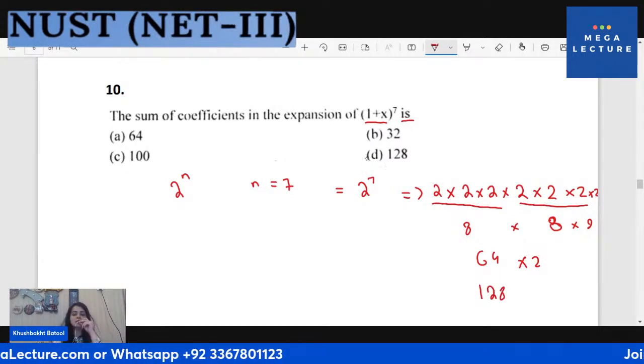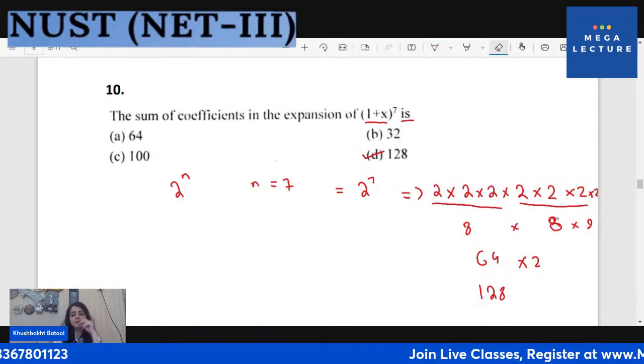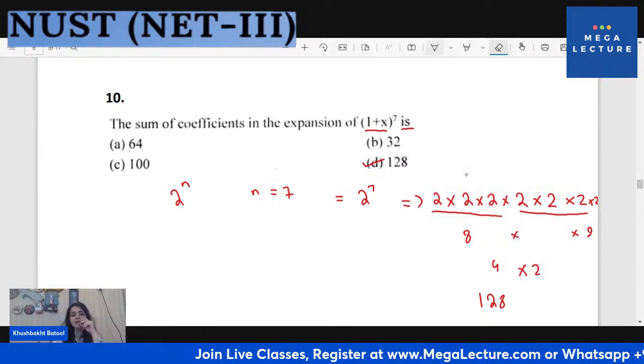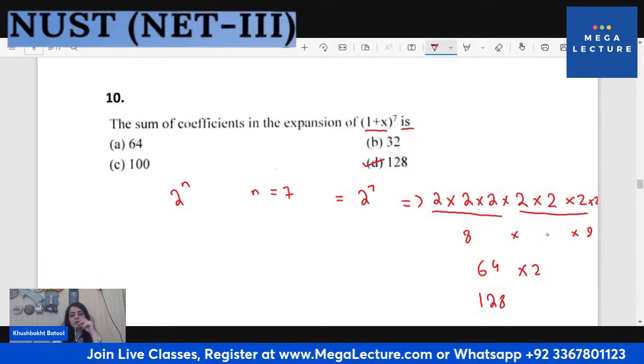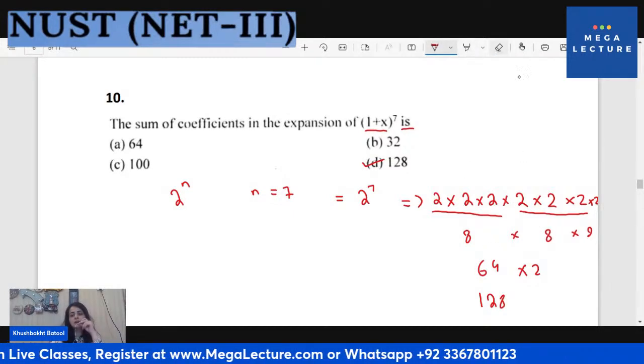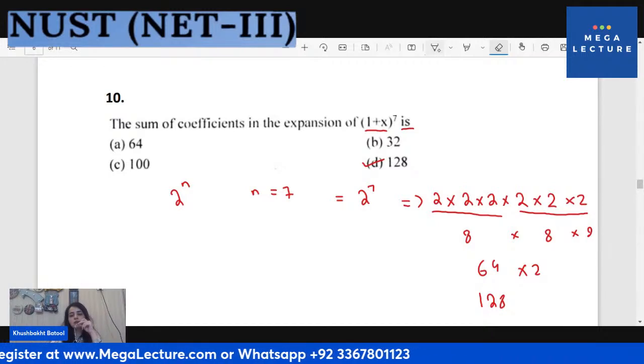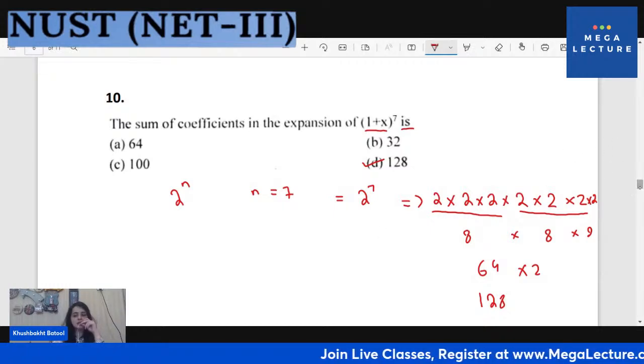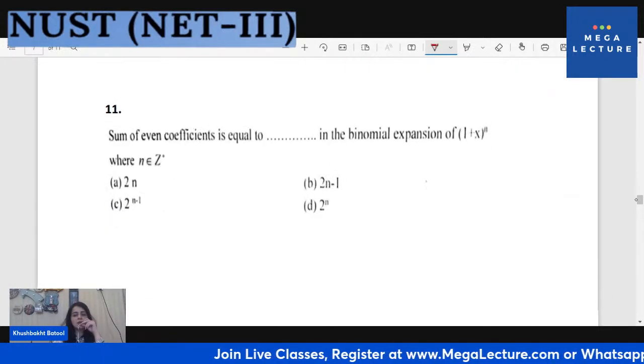So the final answer is going to be D in this case. So please remember, you need to think about things logically. That is important. Otherwise, you would not be able to solve it. All right. So it would give you 128 as a final answer, and so the answer is going to be D in this case. Okay, let's talk about the next question.